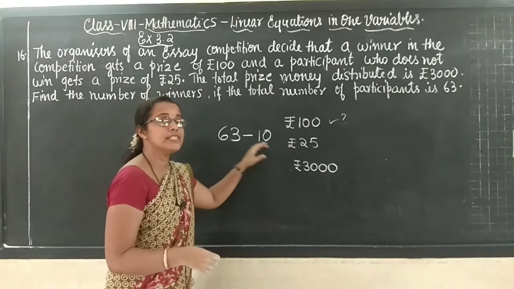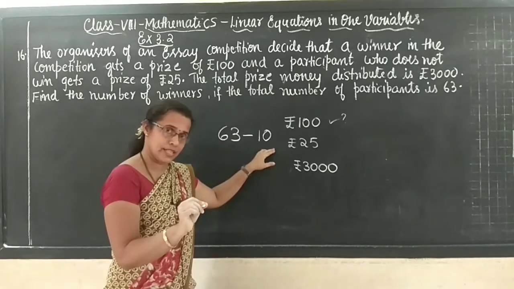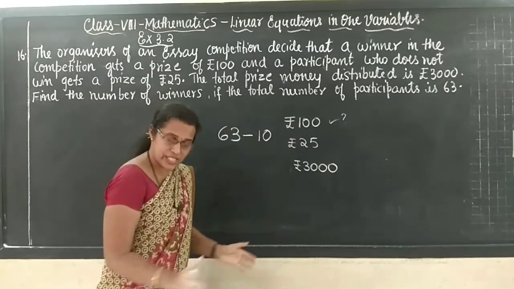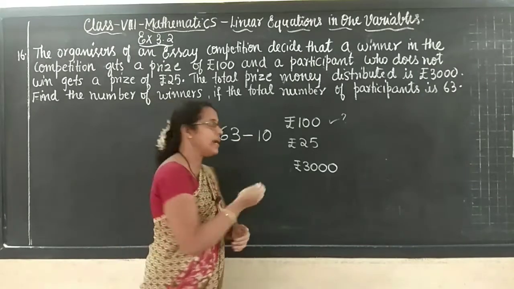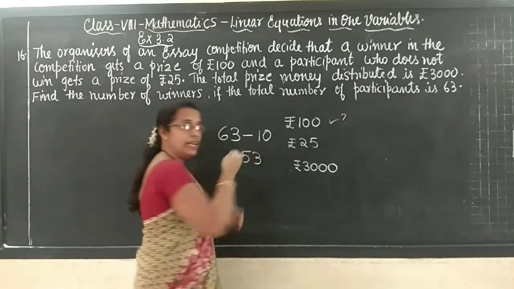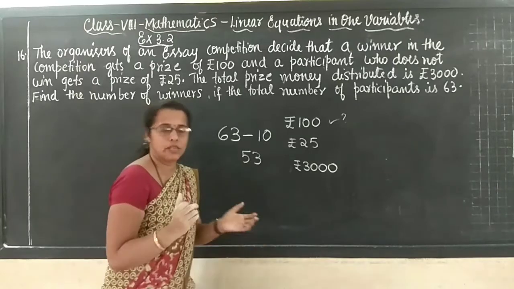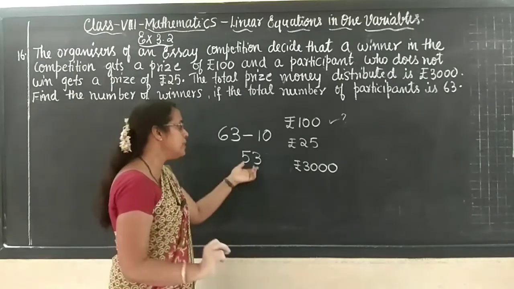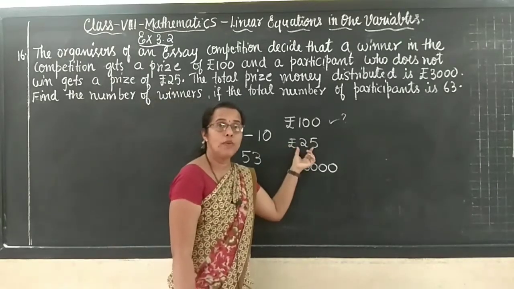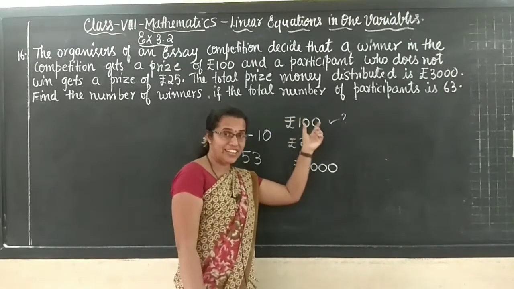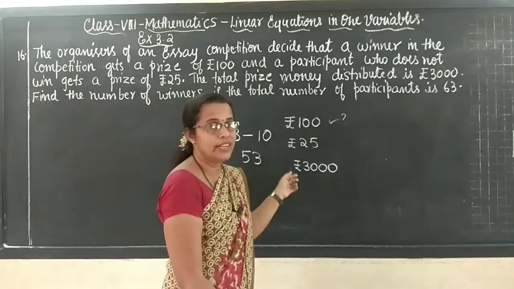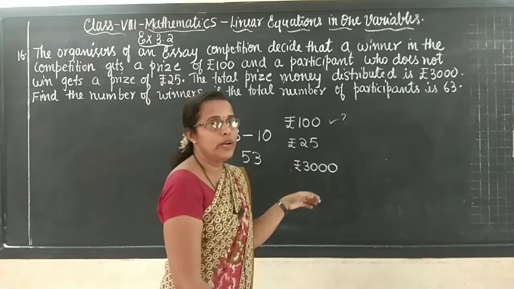63 minus 10. 10 are winners. Total strength is 63, total participants 63. From that, if you subtract 10, how many are remaining? 50. They are just participants. Even participants will get the prize, children. How much? 25 rupees. Okay, so winners will get 100 rupees, and each participant will get 25 rupees.